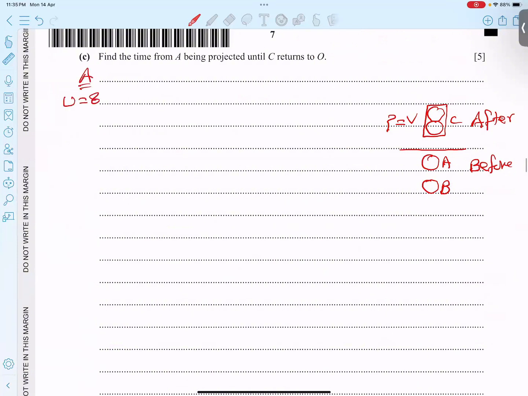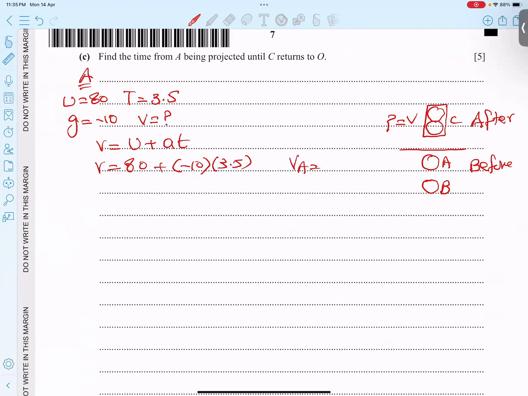U is 80, the time to reach just before hitting is 3.5, and gravity going upwards is -10. The last velocity just before hitting is what I want to find. So V is equal to U plus GT. U is 80, gravity is -10, and time is 3.5. This is the velocity of particle A just before hitting. So 80 plus -10 times 3.5 gives us 45 meters per second.